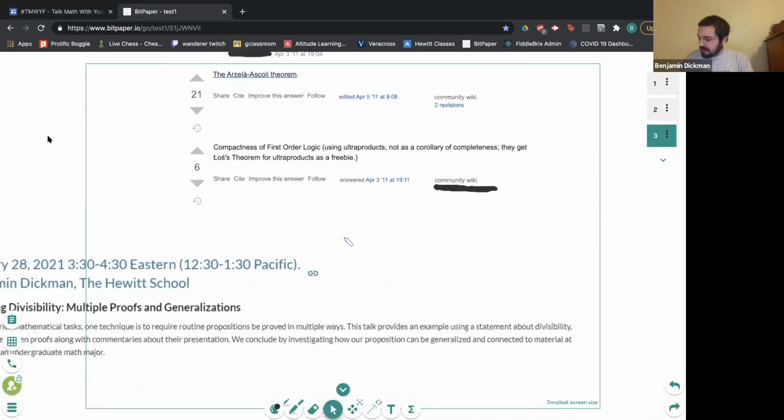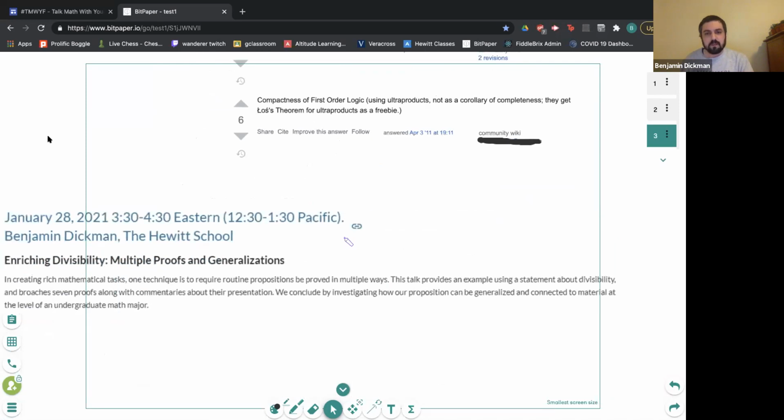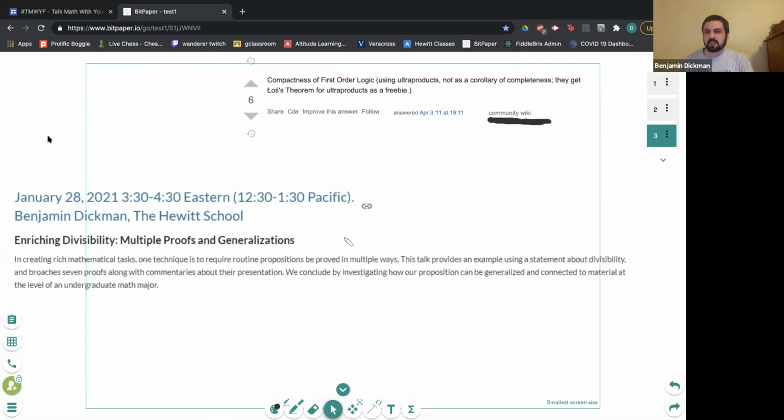This is the last pre-prepared piece that I have, which is apparently what I said I was going to talk about. So this is to keep me honest. It says I'm going to talk about proving things in multiple ways, a statement about divisibility. And I said that I would do 7 proofs. We'll see about that. Okay. And commentaries. And then something about generalization.